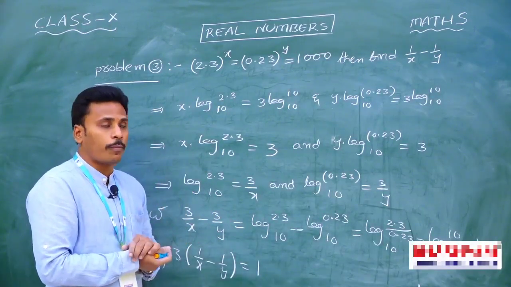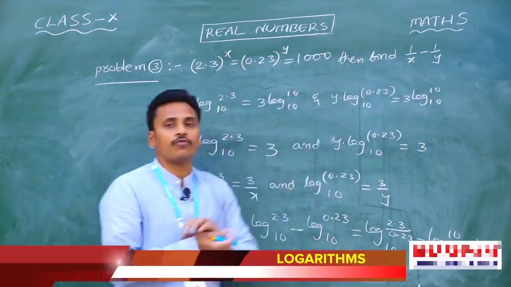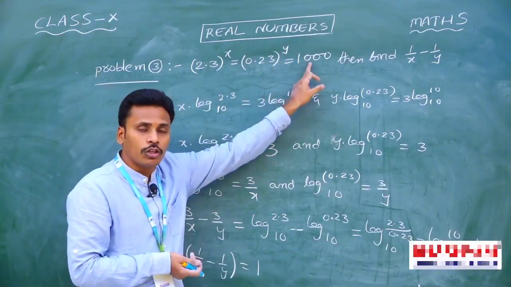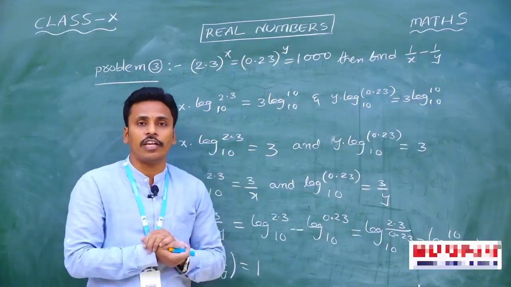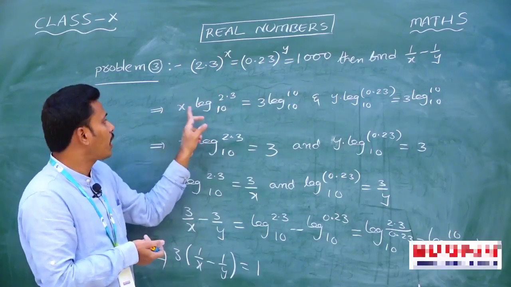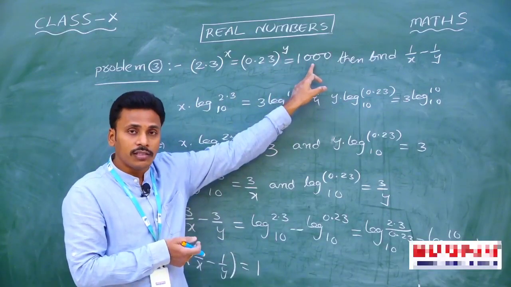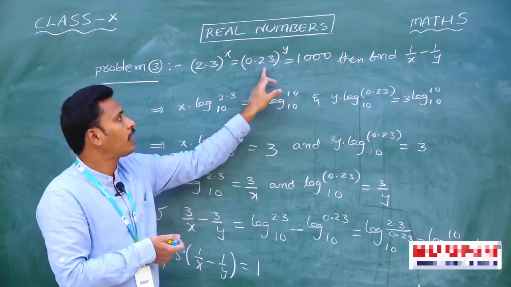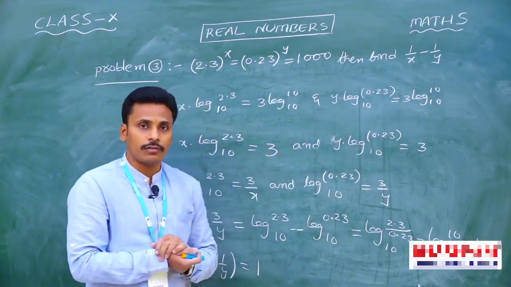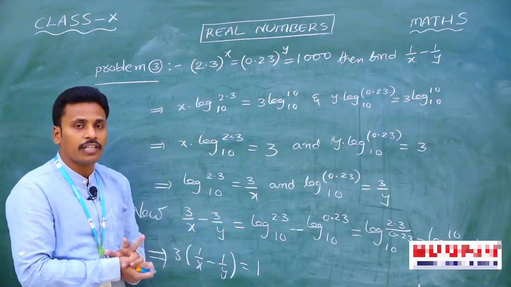Once again, just go to the problem. This is the given statement, and we are going to find this 1 by x minus 1 by y. For this statement, first and third are equal, second and third are also equal. You just apply logarithm with base 10 for each and every term. So logarithm of 2.3 power x base 10 is nothing but x log 2.3 base 10 is equal to logarithm of 1000 base 10, which is nothing but 3 log 10 base 10. And the logarithm with base 10 for this becomes y logarithm of 0.23 base 10, and for this 1000 it is again 3 log 10 base 10. Log 10 base 10 is 1.